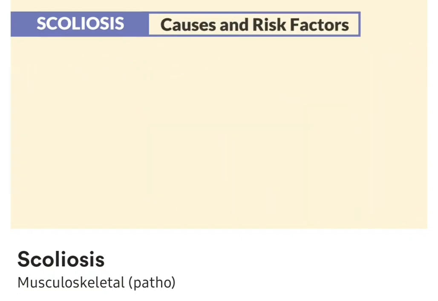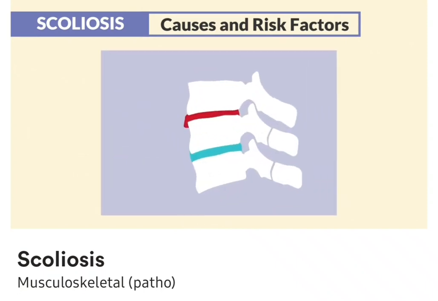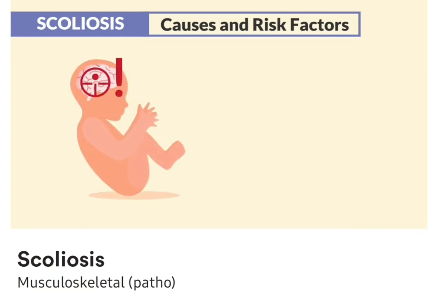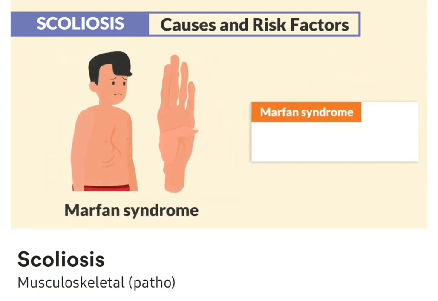Now for causes and risk factors. The underlying cause is often unclear, thought to be from a possible defect in composition of intervertebral discs, the little squishy shock absorbers between the spine bones, often seen in individuals with neuromuscular disorders like cerebral palsy or muscular dystrophy, where muscle mass is lost. And it's often seen in Marfan syndrome, a genetic disorder that affects connective tissue.